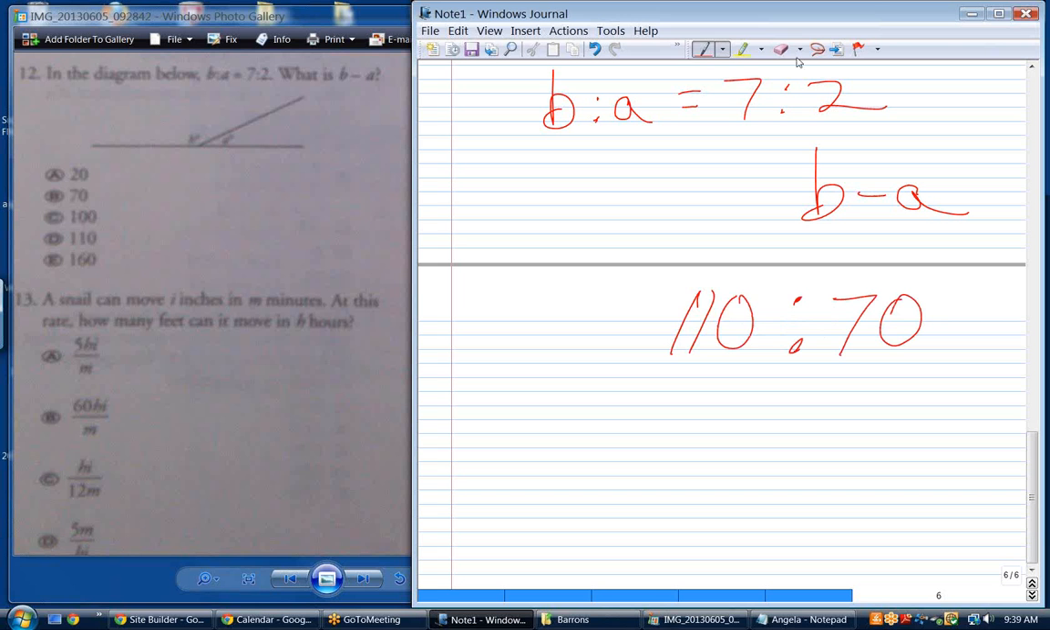No. Okay, let's try some other numbers. Got to increase the B. So 160 to 20. Is that a 7 to 2? No, it's 1 to 8. Okay, it's 8 to 1, right? Oh, yeah, 8 to 1. Okay, so let's try another one.